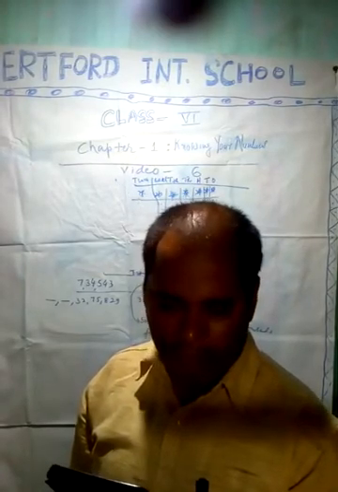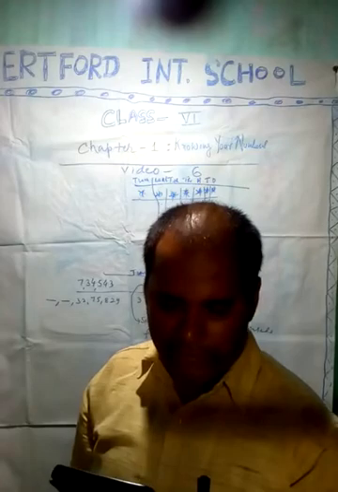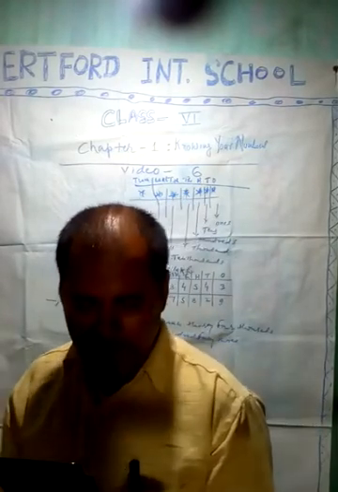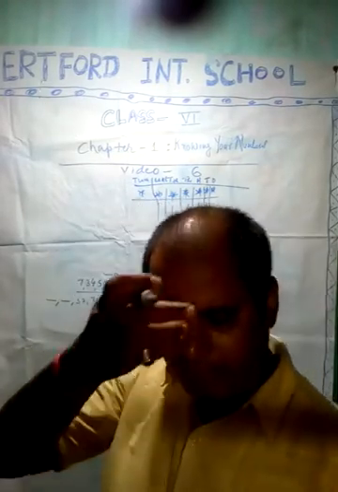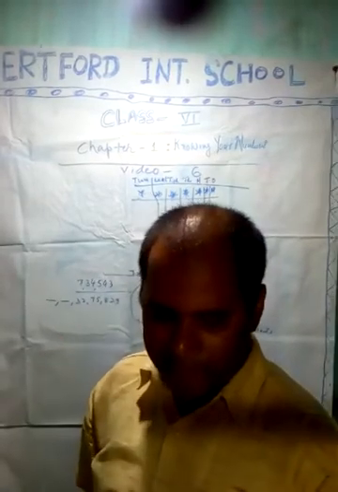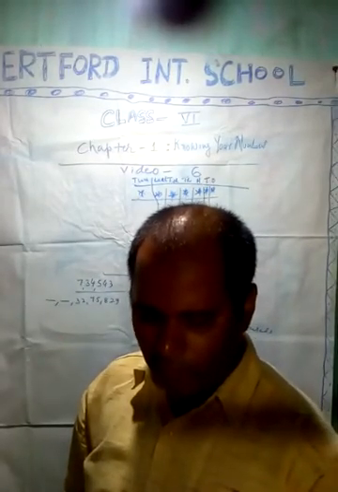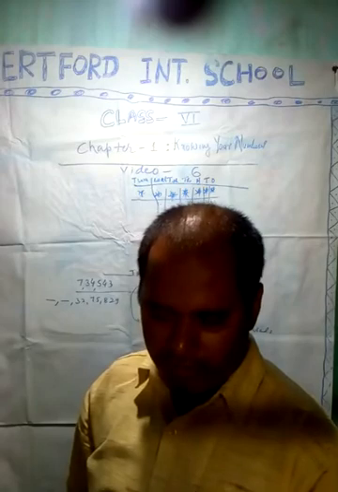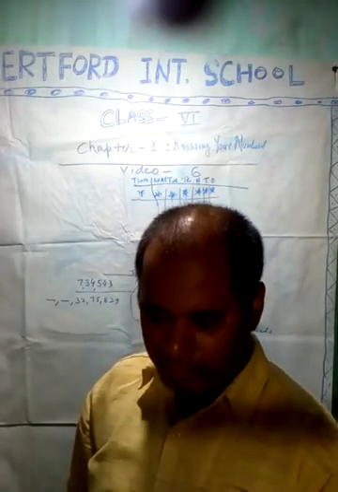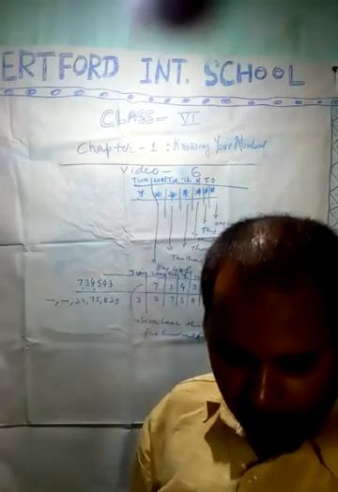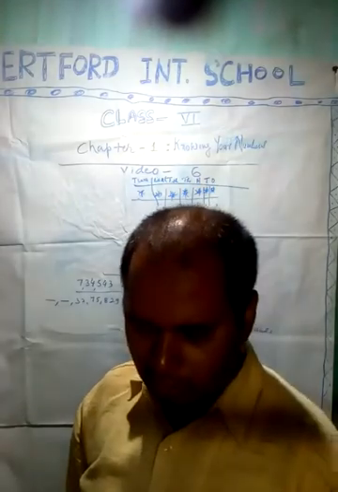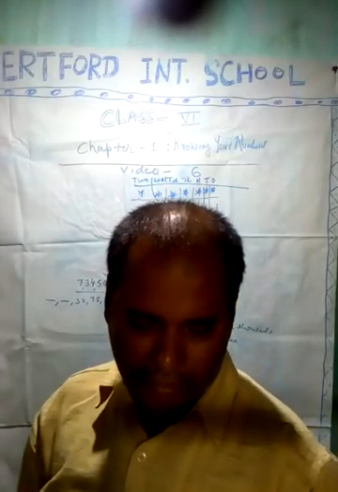For example, the number 5080159 we read in the international system as 50,801,592. In the Indian system, it is 5 crore 8 lakhs 1,592.